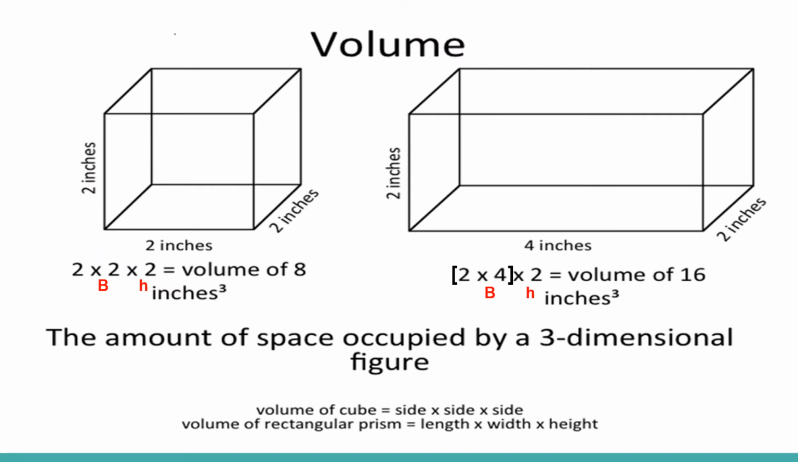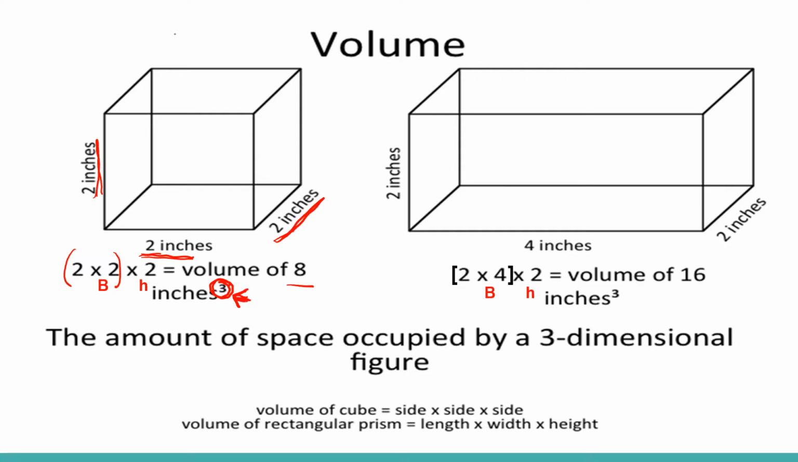So if I look at these two questions here, this first one is a cube, right? How I know it's a cube is because it has all equal sides, 2 by 2 by 2. So the volume then, big B, is the length times the width. So 2 times 2, which gives me 4. And I take that and multiply it by its height, which is also 2. So 2 times 2 times 2 equals 8. And the units are cubed. It's a cubic unit inside this bigger cube. That little three right there tells me the shape of the unit. In this case, it's a cubic unit.